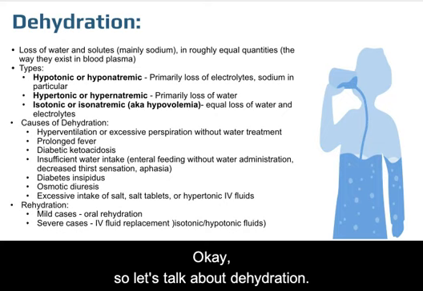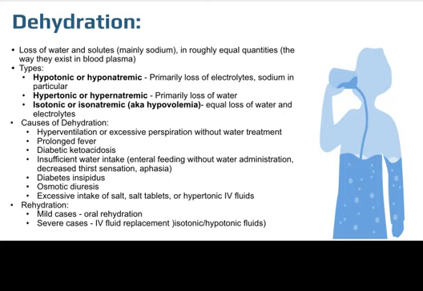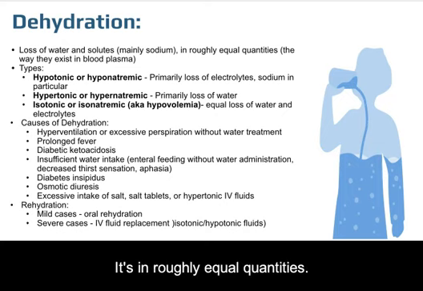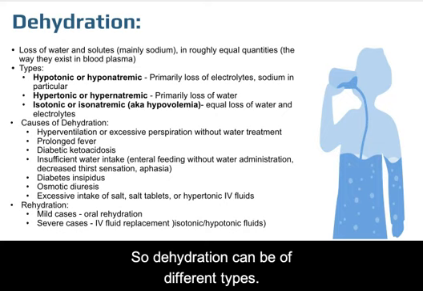Okay, so let's talk about dehydration. What is dehydration? It's loss of water and solutes, mainly sodium, in roughly equal quantities. That's the way it exists in blood, right? In equal quantities. So dehydration can be of different types.